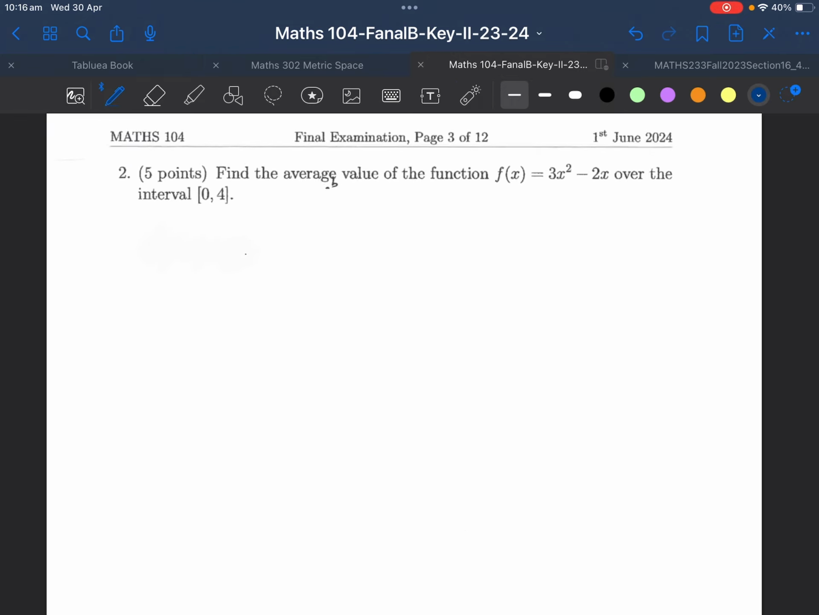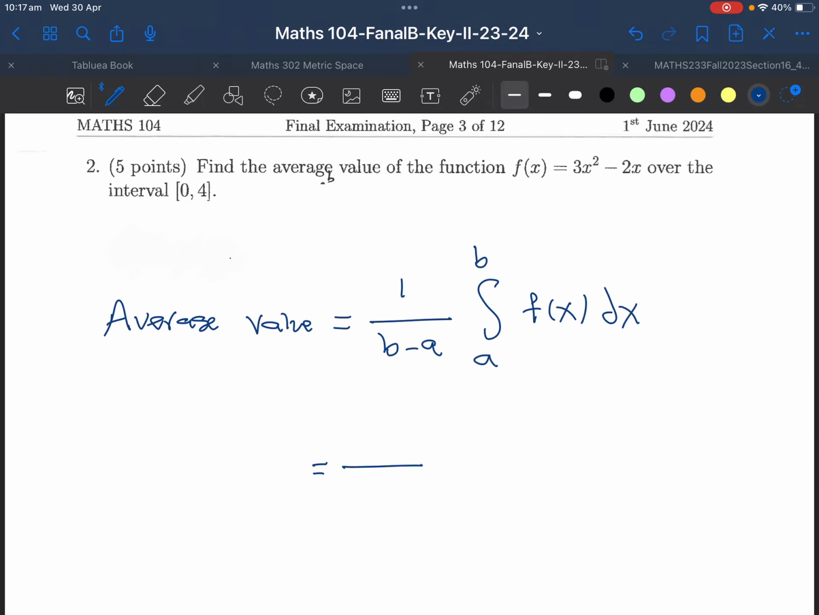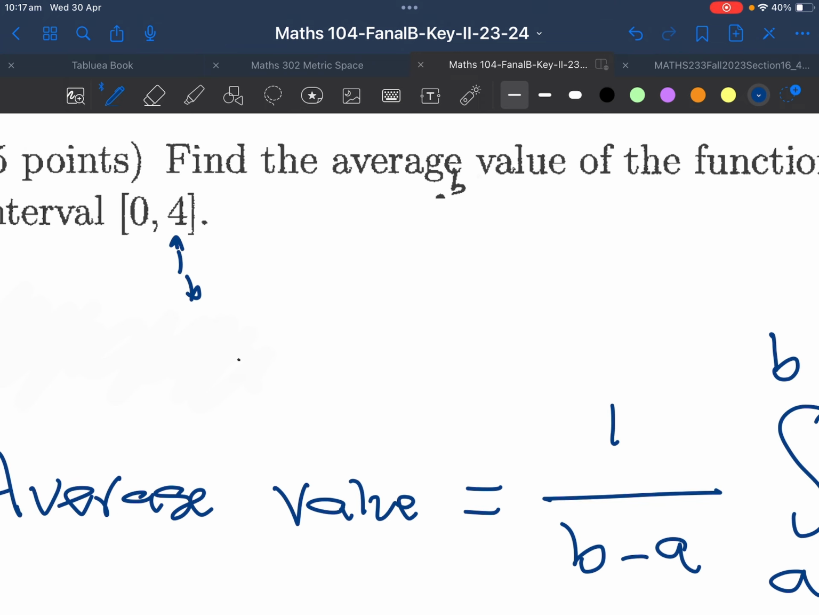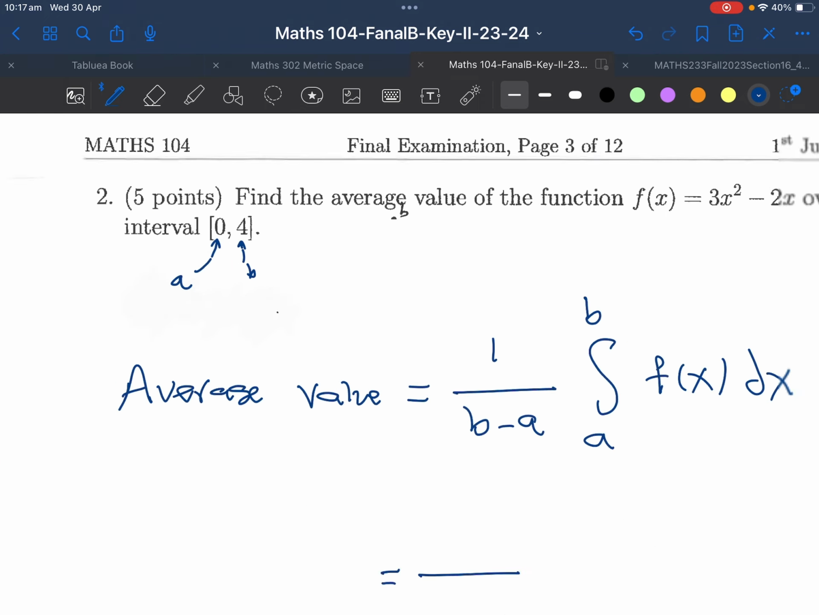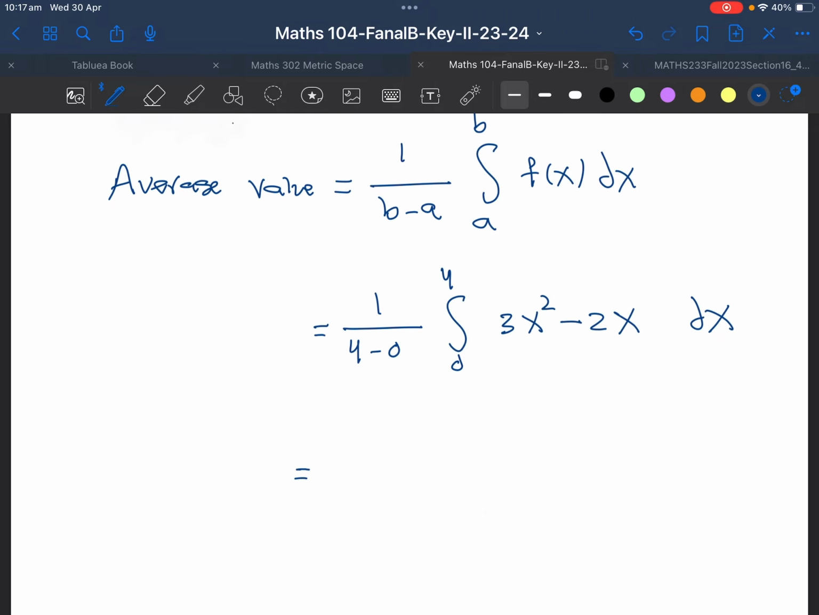Remember, the average value has a formula. So if we solve it here, the average value of a function, if we have an interval, is 1 over b minus a, integral from a to b, f of x dx. Now in this equation, my b is given here, and the first number in the interval is a. So it will be 4 minus 0, integral from 0 to 4, and then we have 3x squared minus 2x dx. We need to find this integral.